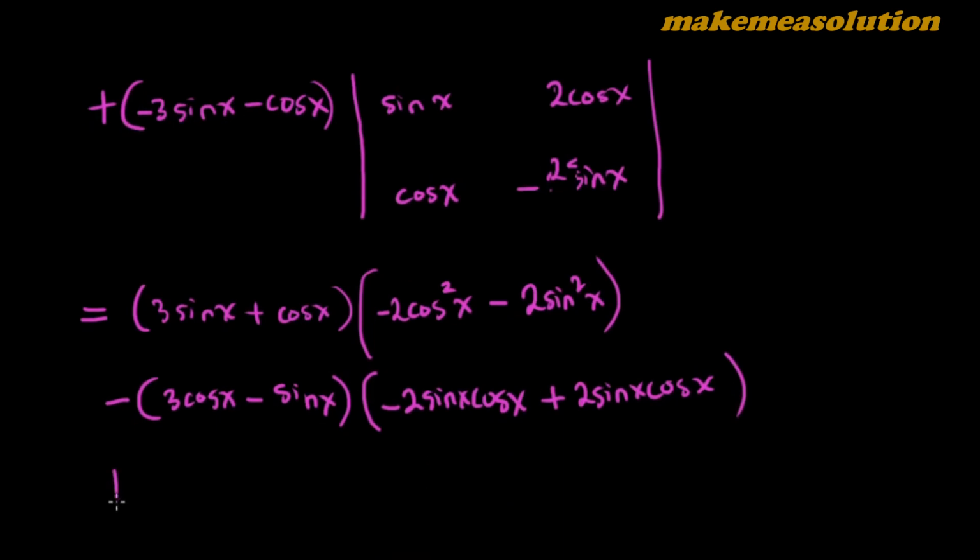Finally, for the third term over here, we have plus negative 3 sin x minus cos x, then into, so sorry, I think there was a mix up over here, and it's actually arranging by itself.